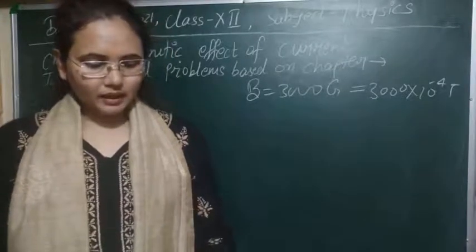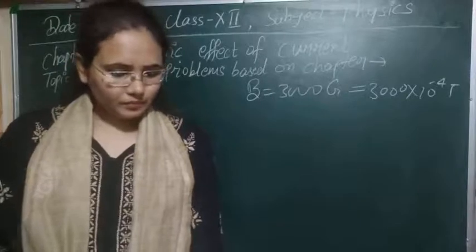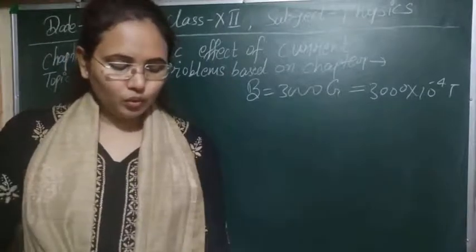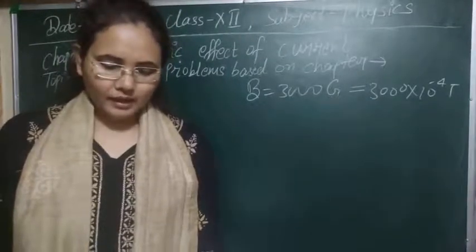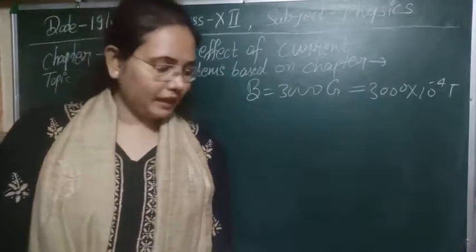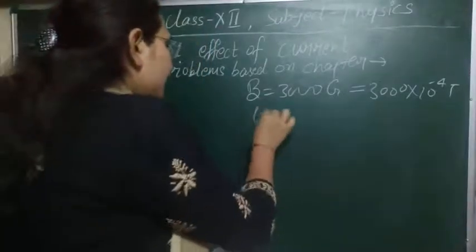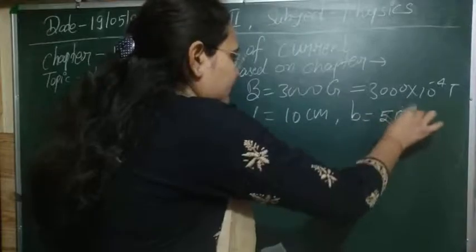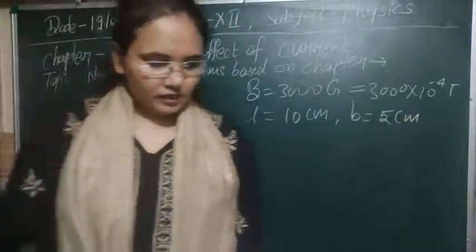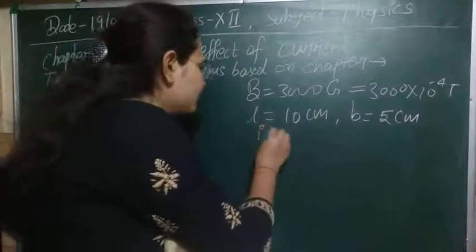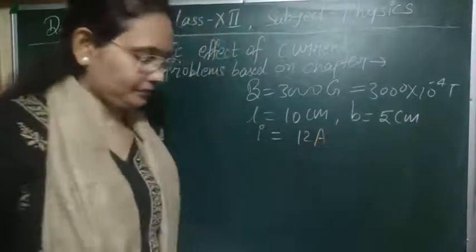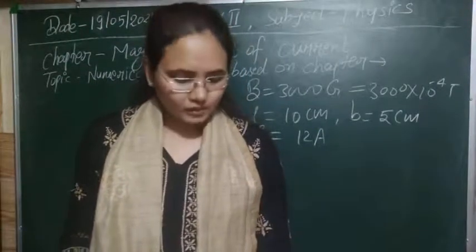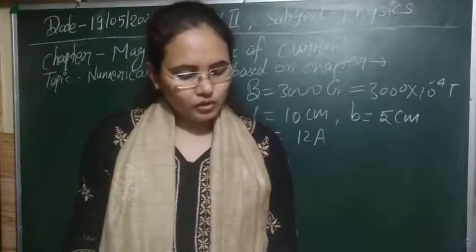Next, a rectangular loop of sides 10 centimeter and 5 centimeter carries a current of 12 ampere. So a rectangular loop is given, with sides 10 centimeter and 5 centimeter. Suppose the length is 10 centimeter and the width is 5 centimeter. Clear? Next, the current flowing inside it is 12 ampere. Next, what is the torque on the loop in the different cases shown below in the figure, and what is the force in each case.